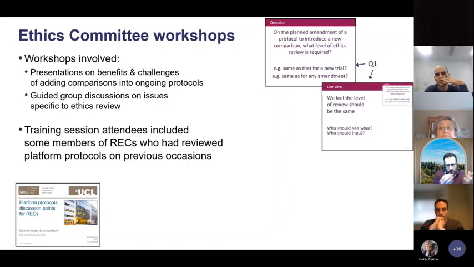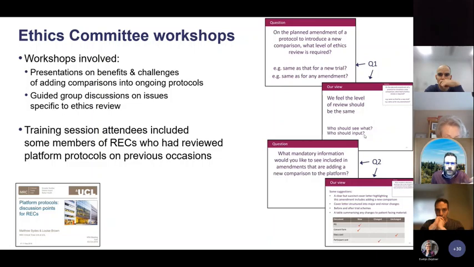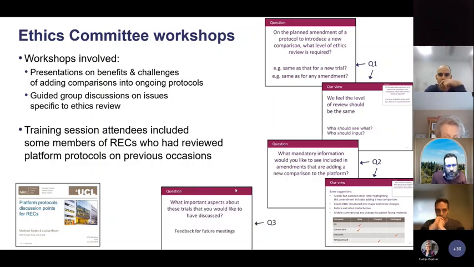So you could have a chemist and a retired school teacher, and those are the only people reviewing an amendment. Maybe that's fine in some instances, but if you're adding a whole new trial effectively into a protocol, that feels inappropriate to us. So what should the level be, and what information do they need to know? Their forms didn't capture this, and what other aspects did they want?